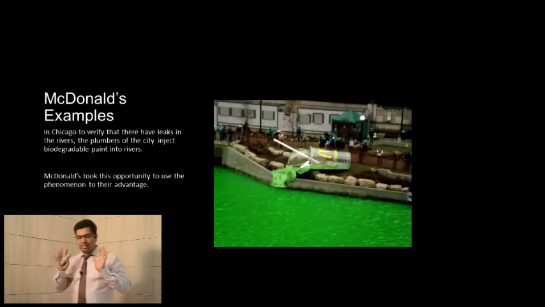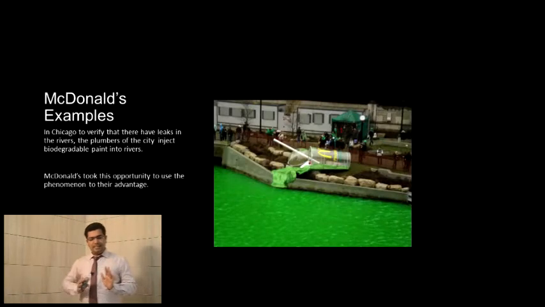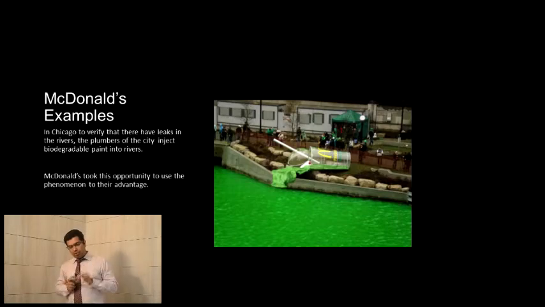The first one is McDonald's example. Now, the McDonald's example was that you can see that there is a green lake. Now, what happened was, there were a lot of people pushing biodegradable waste into that particular river. Now, what the local municipality people, the corporation people did was, they put some green color biodegradable component into this, so that they can see from which part of the river the wastage is coming into the river.